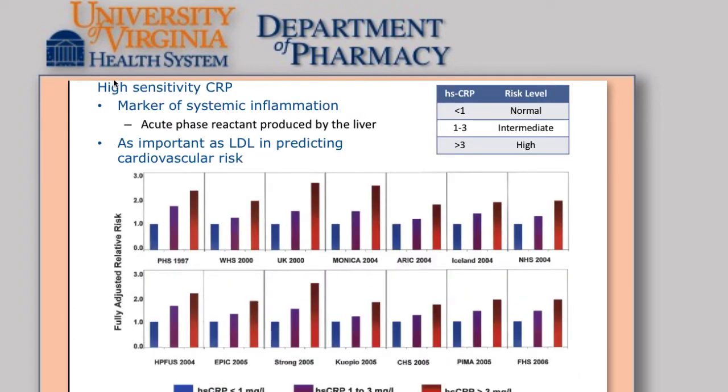So high-sensitivity C-reactive protein is a marker of systemic inflammation. It's an acute phase reactant that's produced by the liver, and it's just as important as LDL in predicting cardiovascular risk. A normal level of high-sensitivity C-reactive protein is less than 1, and patients with a level of 1 to 3 have intermediate cardiovascular risk, and greater than 3 have high cardiovascular risk. The use of the high-sensitivity C-reactive protein has been validated in many studies, and you can see a clear correlation between increasing C-reactive protein and increasing cardiovascular risk.